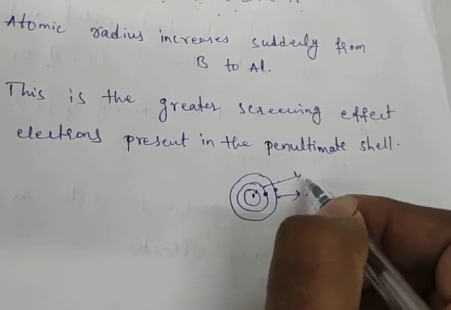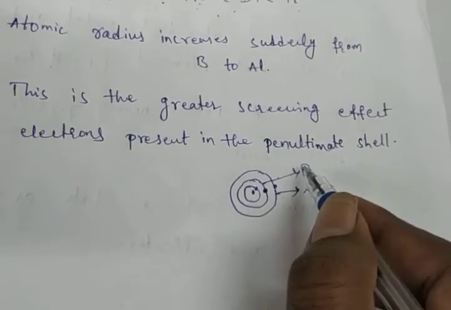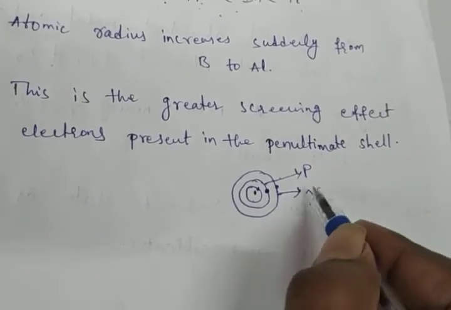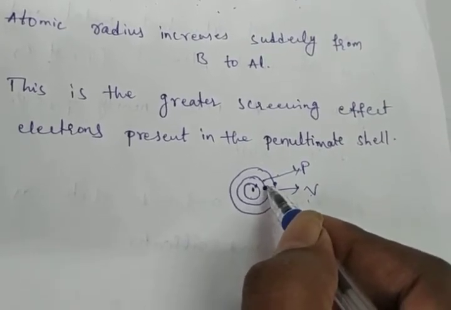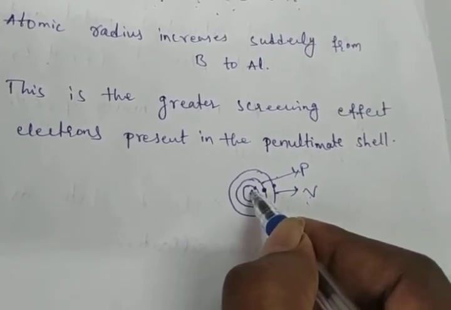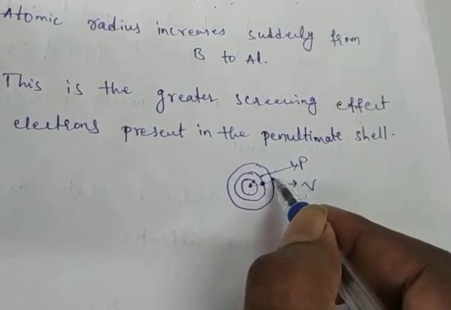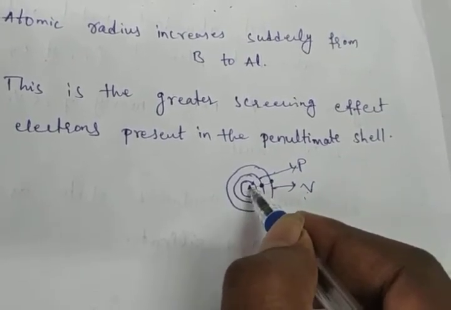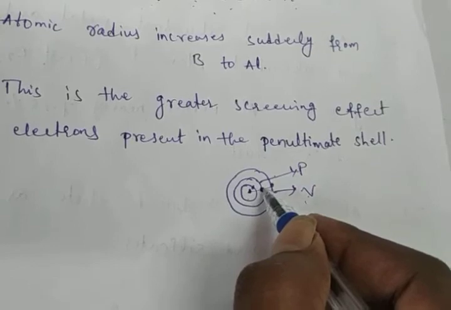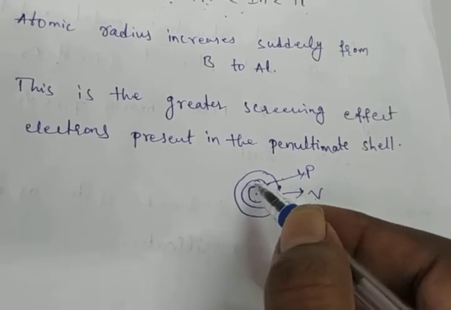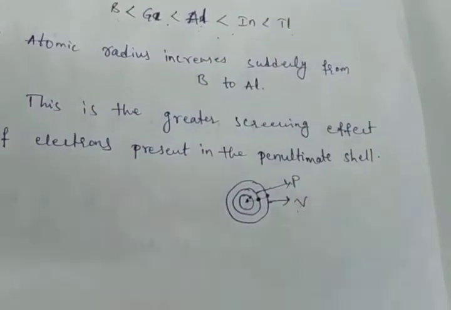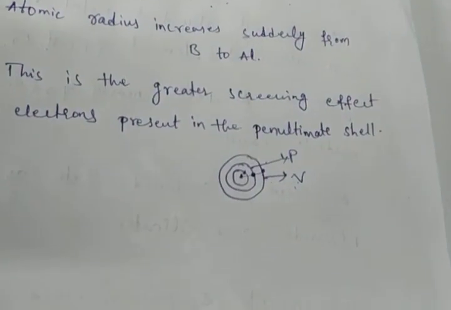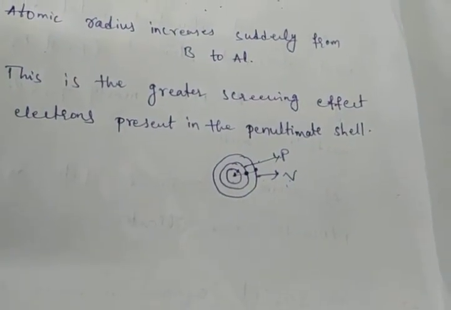V means valency, P means penultimate shell. Okay, penultimate shell electrons are there. This is a nucleus. The nucleus attraction force on the valency shell will be decreased due to the penultimate shell electrons. Penultimate shell electrons act as a shield. Okay, that is called screening effect.